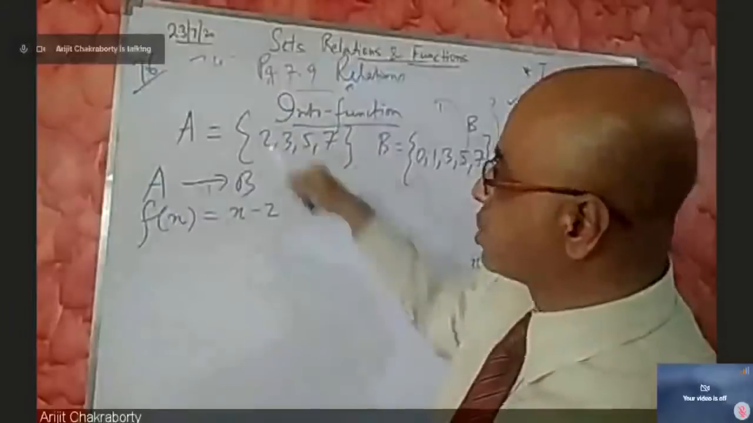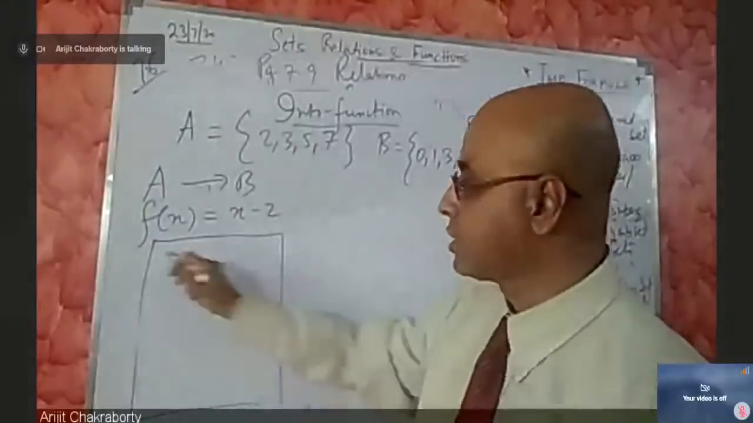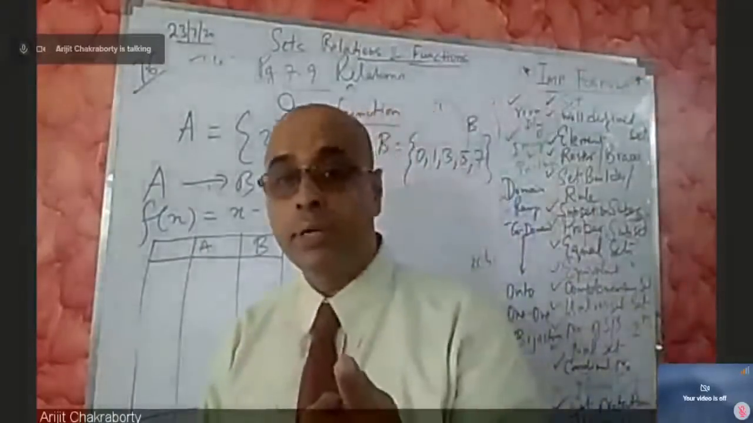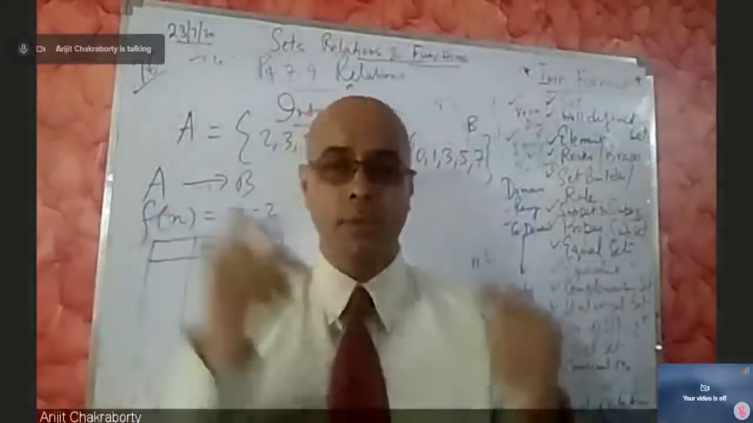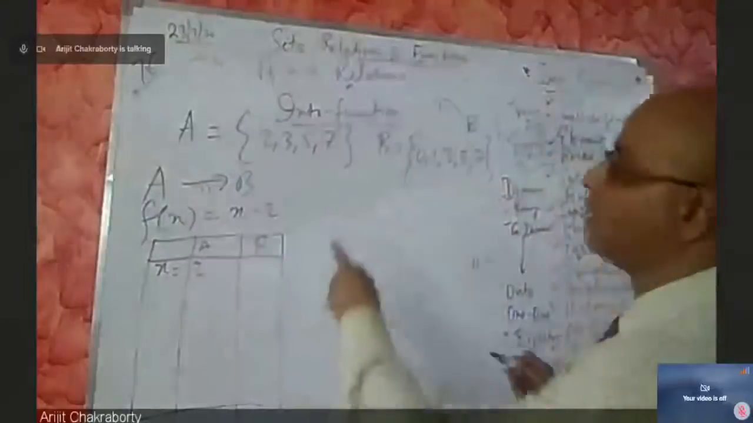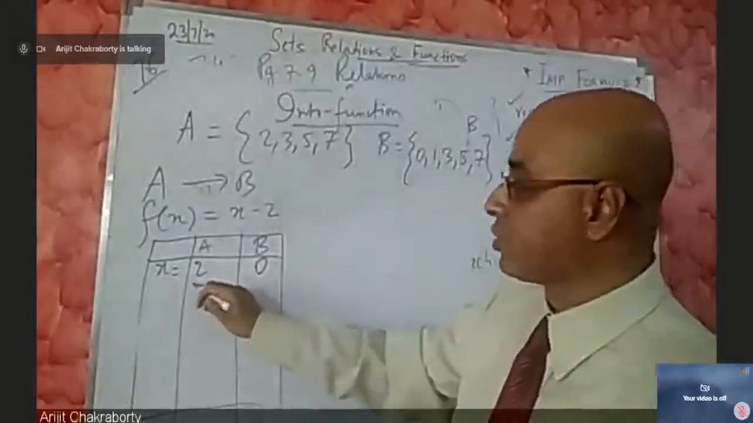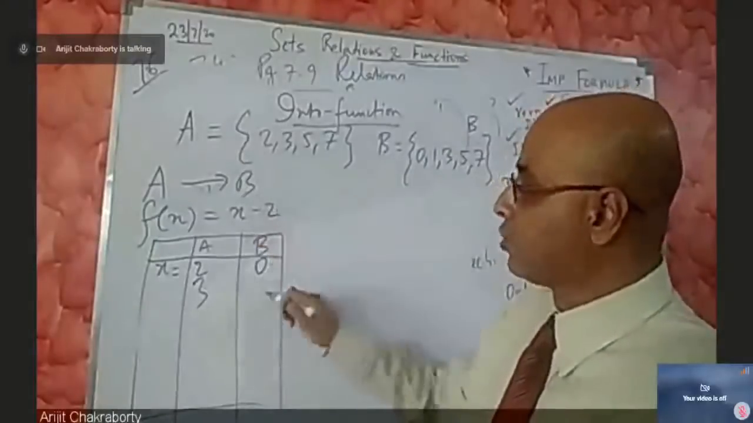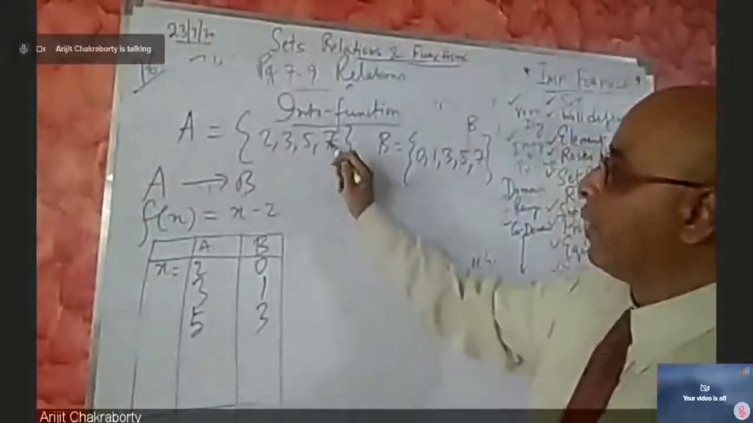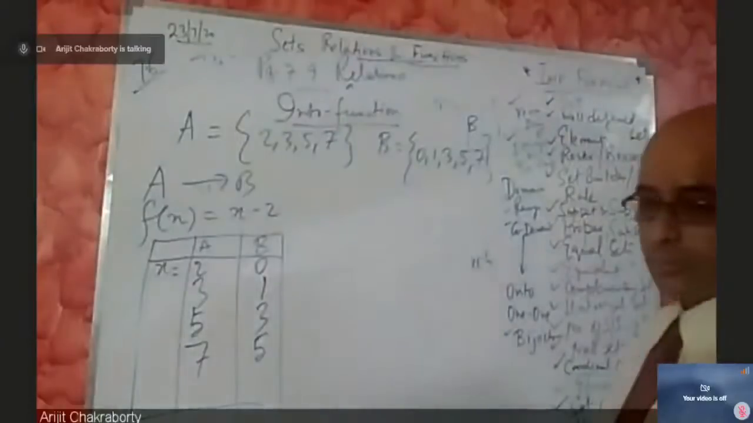So I will write a table here. Let us draw a table and see what will be the value of A and what will be the corresponding value of B, like we did for inequalities x and y. When x is 0, what happens? When y is 0, what happens? Like that. So when x equals 2, x minus 2 becomes 0. 2 minus 2 is 0. When x is equal to 3, 3 minus 2 is 1. When x is equal to 5, 5 minus 2 is 3. When x is equal to 7, 7 minus 2 is 5. Okay?